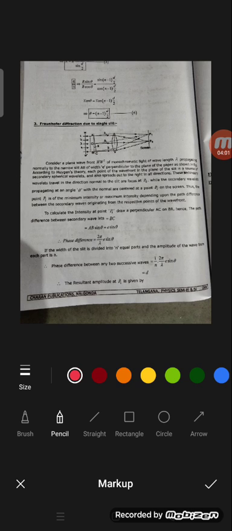Coming to the mathematical part, we need to calculate the intensity. What is the intensity at P1? This is our question: what is the intensity of light at point P1? Let us draw perpendicular lines AC and BR to the slit AB. What will be the path difference between the secondary wavelets? BC is the path difference.